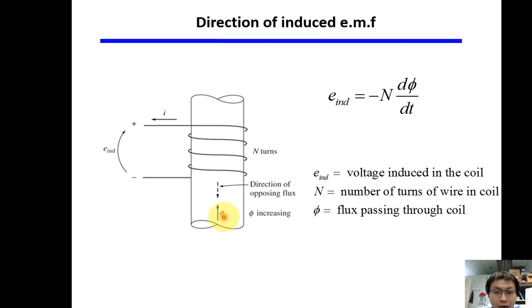So for example, now I have a flux going upwards, going to the top. Then we need to know the direction of the induced EMF or the current. Very easily, the induced EMF needs to be created so that it will oppose the flux here. So how do we create the flux that opposes here? We will create it like this, where the current will go this way. This is called the direction of the induced EMF.